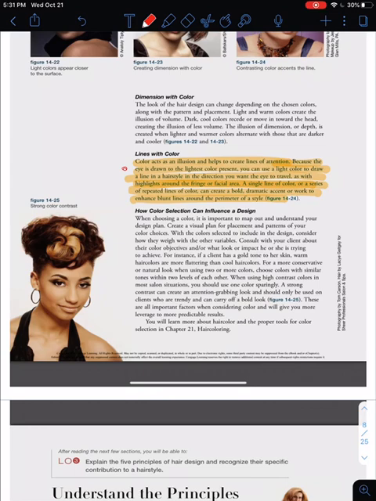As with highlights around the fringe or facial area, a single line of color or a series of repeated lines of color can create a bold, dramatic accent or work to enhance blunt lines around the perimeter of the style.